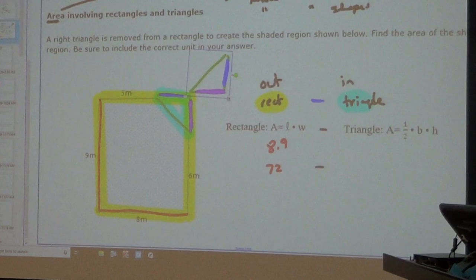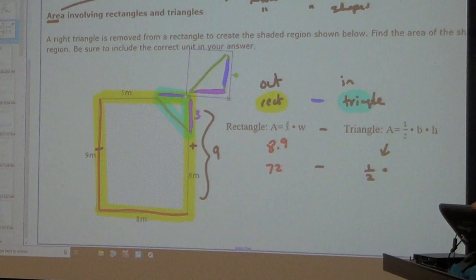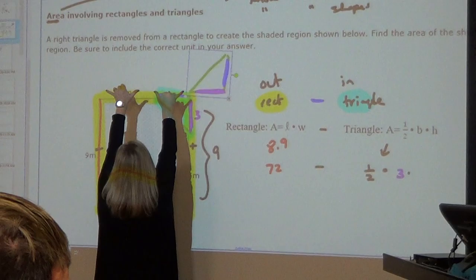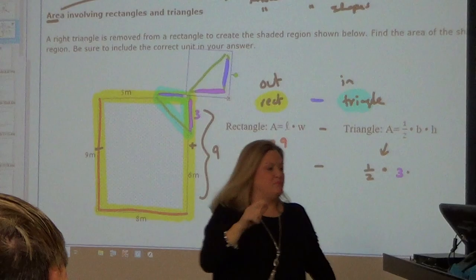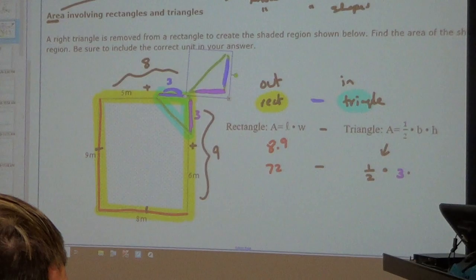And the purple is 3 because they have to add up to 9, the side that's across from it. So my purple, and my formula is 1/2 times my base, and my base is going to be 3. Now, my height is the blue side, and we do not know the blue side. But the blue side and 5 have to add up to 8. And we can't say, oh, those look like they're the same size. We have to mathematically know why. So 5 plus 3 is going to give me the 8 on the bottom. So this side is 3 because they add up to the 8 on the bottom. So that is going to be 3.